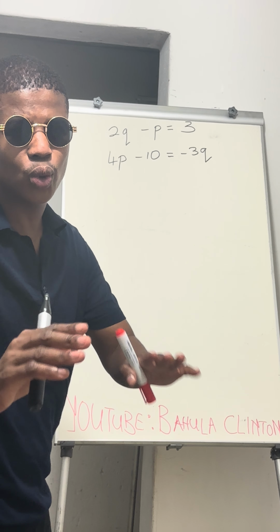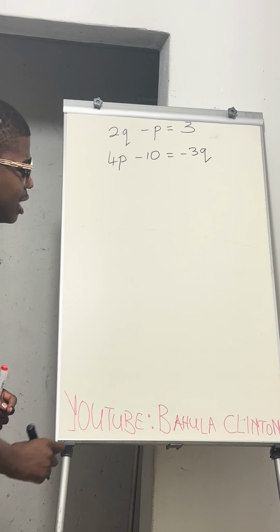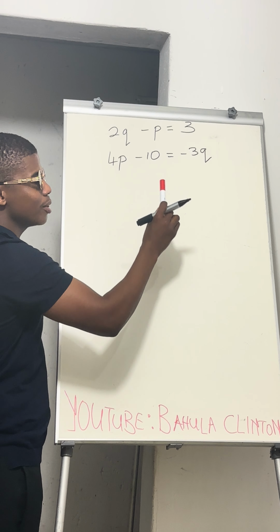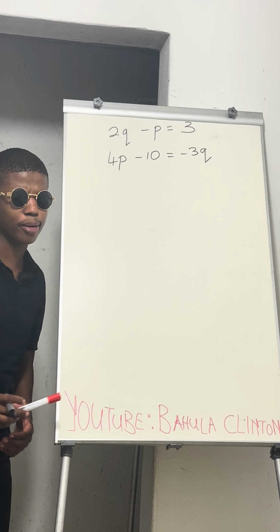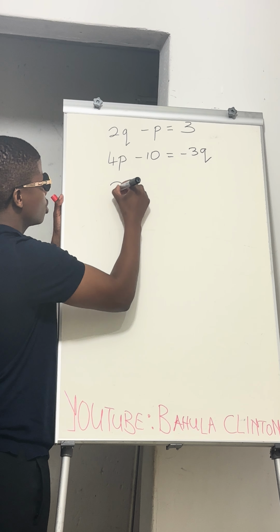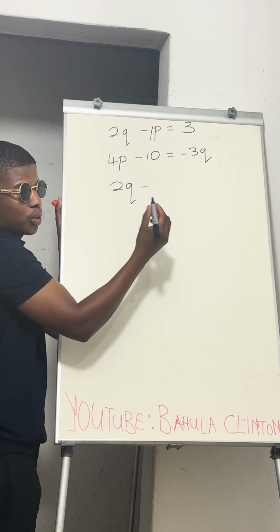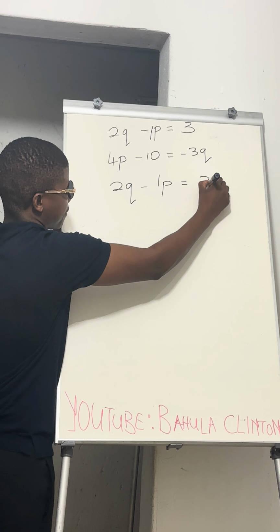The first thing you do when you solve simultaneous equations, you need to make sure that your terms are aligned. So you need the variables to be on the left and the constant to be on the right. So the first equation is set up properly. Your variables are 2q minus, remember here there's a 1, they won't show you, so it's minus 1p equals 3.